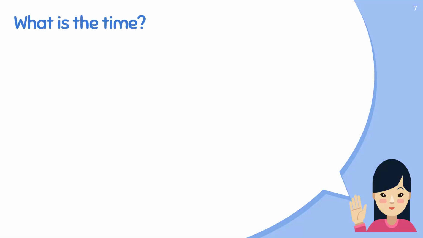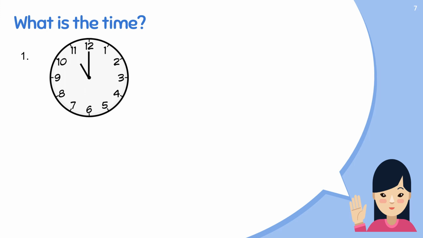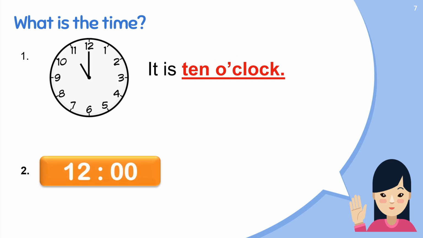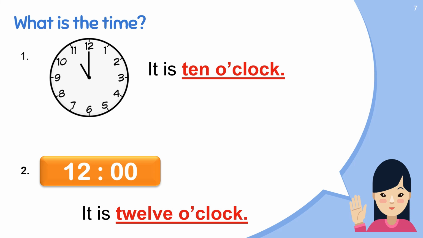Now, let's have some examples. Answer together with me. What is the time? Number 1. What's the time, students? Okay, it is 10 o'clock. Great. Second. Alright, can you tell me what time it is? Yes, it is 12 o'clock. Great job.